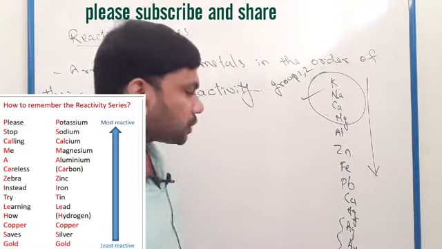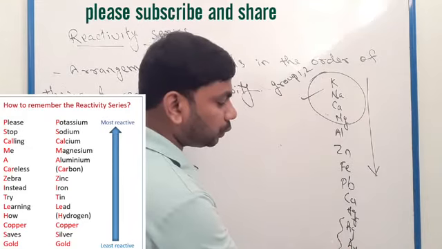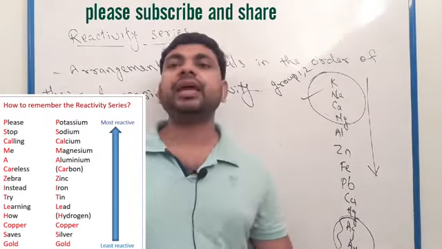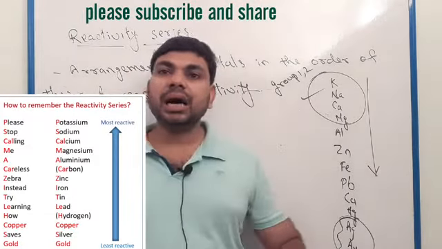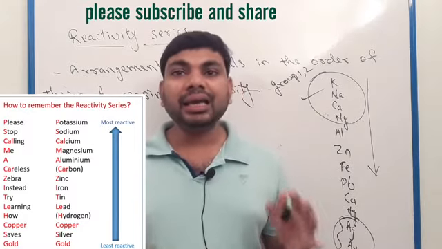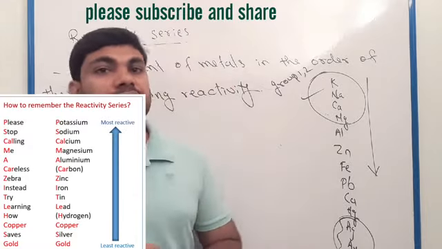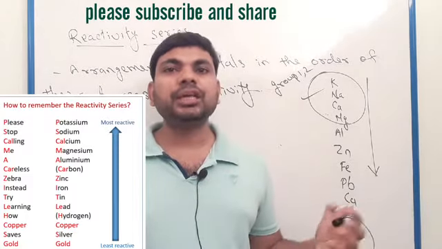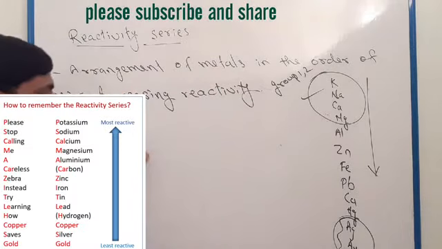Also remember silver, gold, platinum (Ag, Au, Pt). They are lower in the reactivity series. They are highly unreactive. They do not react at all. They are obtained in pure form in nature. That's why these metals are called native metals.